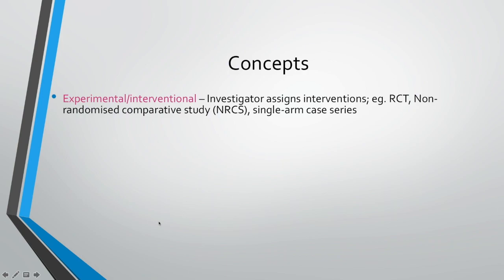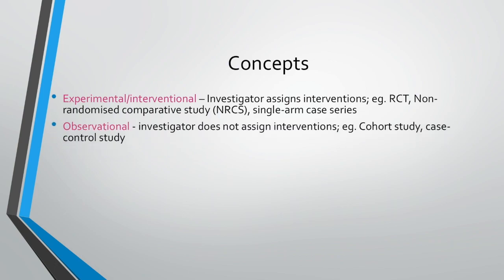If study participants have an intervention assigned to them by the investigating team, and this could be any type of intervention, drugs, surgery, a change in lifestyle, then this is an experimental study. And examples of this include randomized controlled trials, non-randomized comparative studies, or even single-arm case series. On the other hand, if the investigating team does not assign an intervention, and rather just observes what happens to participants over time, then this is an observational study. And examples of these include cohort studies or case control studies. So the key difference between experimental and observational studies is the assigning of an intervention by the investigating team.